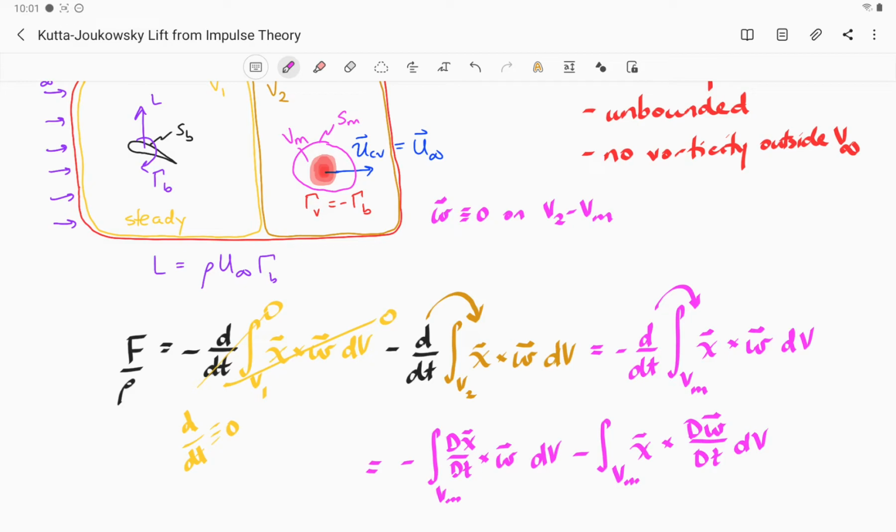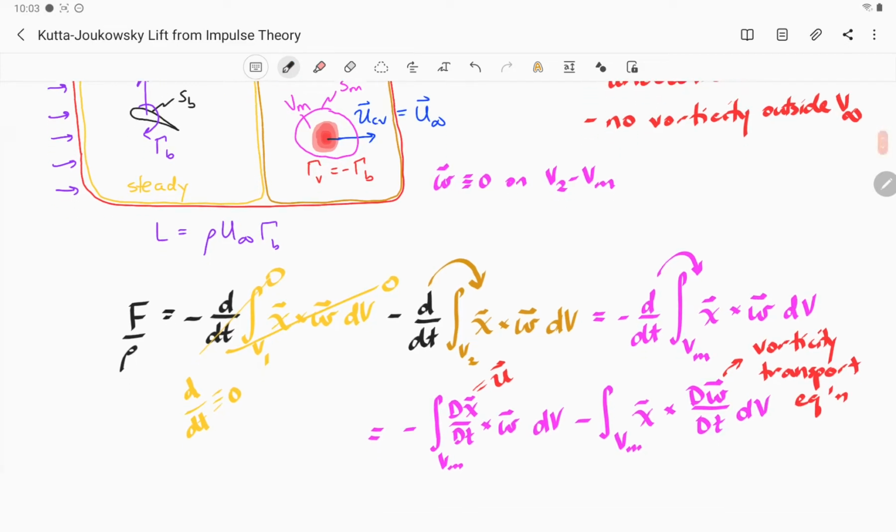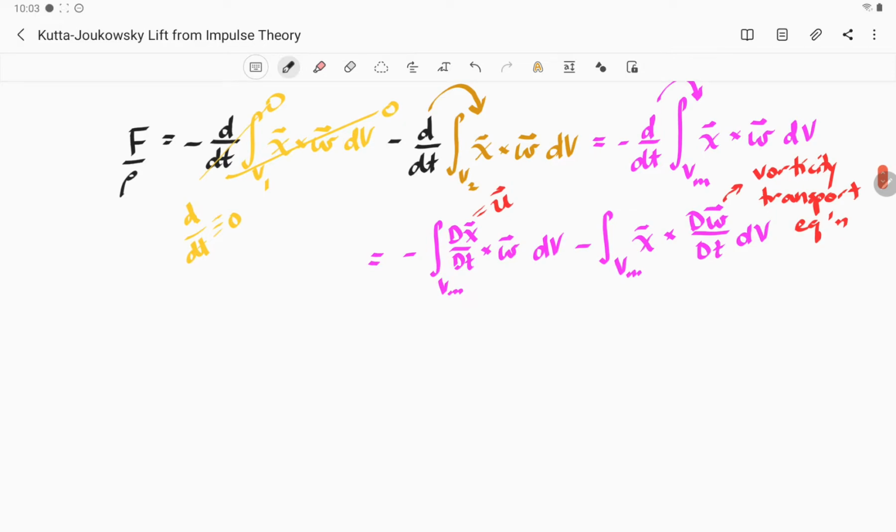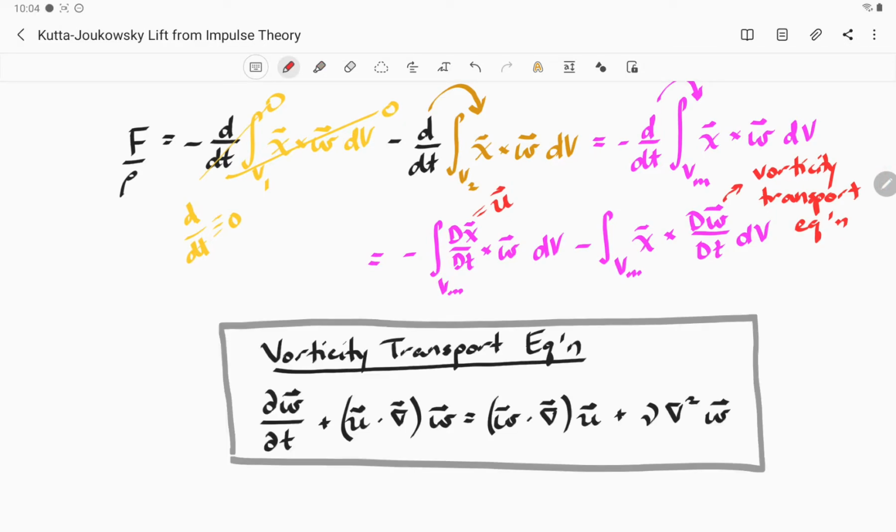So with that in mind, this dx dt, the changing position of a fluid element, is by definition just its velocity. And over here, the material derivative of vorticity, we can consider that through the vorticity transport equation. So let me write out the vorticity transport equation down here. So here it is in the most commonly used form.